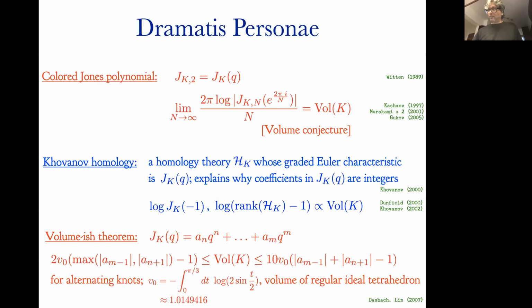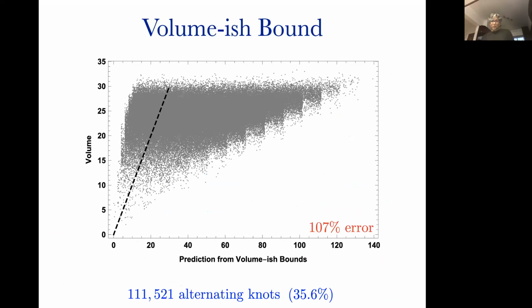So that was the state of things initially. And here's a plot. If you take the volumish bound, it gives you an interval, and you select some number within that interval, and you compare this to the volume, you find that for the class of alternating knots, about 111,000 of them, up to 15 crossings, the error is about 107% in matching this number chosen from this interval uniformly with the actual volume.